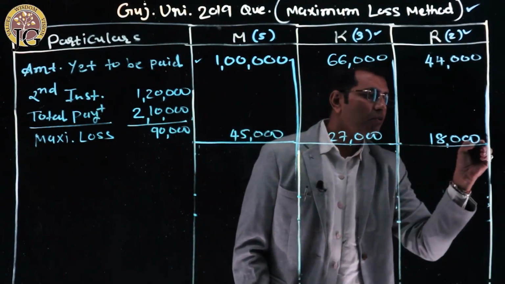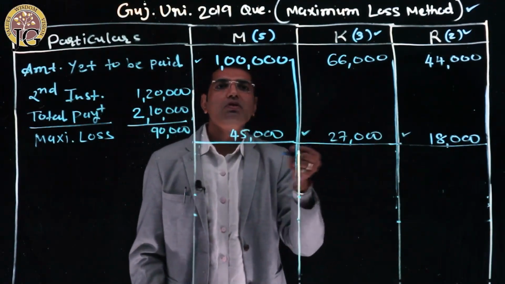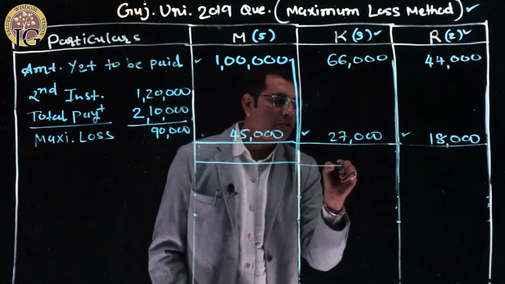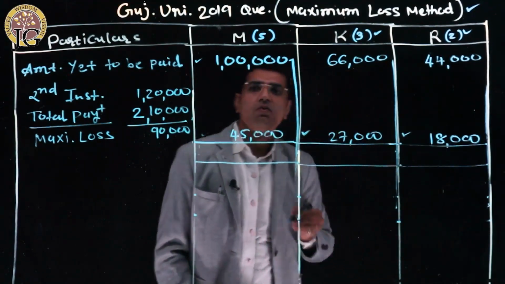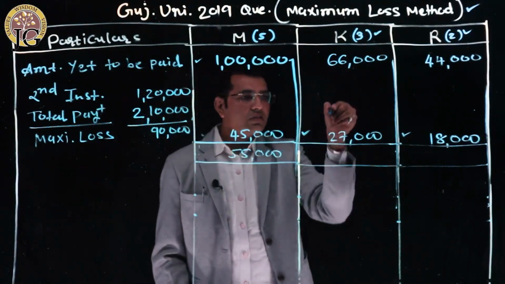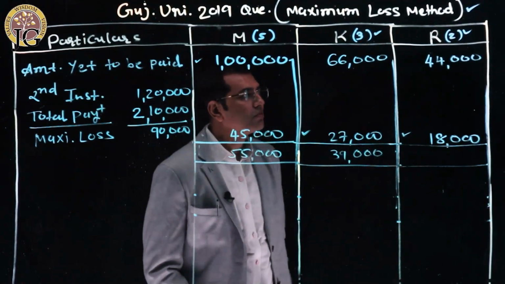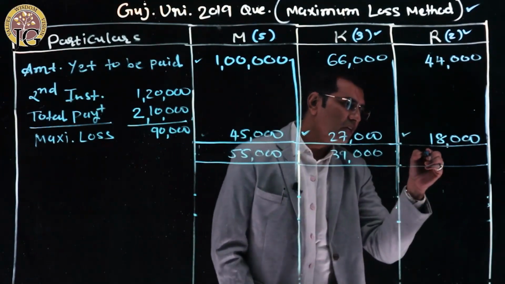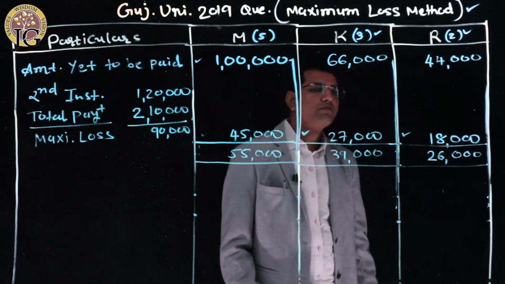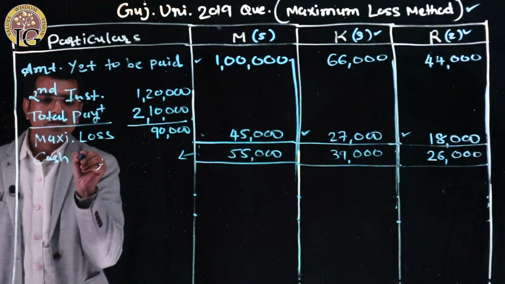Now remember point number 4. According to point number 4, we are distributing maximum loss to find out cash distribution. So we will get cash distribution: 1 lakh minus 45,000, that means 55,000. 66,000 minus 27,000, we will get 39,000 rupees, and 44,000 minus 18,000, we get 26,000 rupees, right? This is our cash distribution.